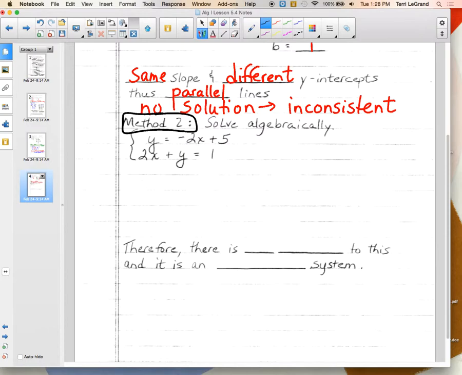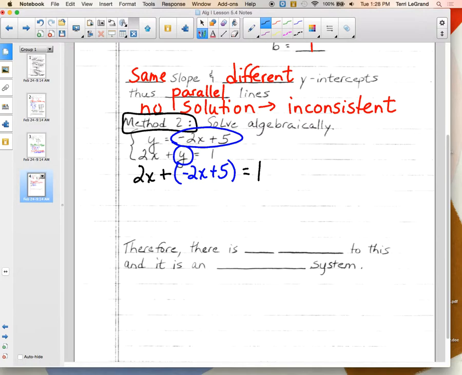What's a good method to use this time? Should we use substitution or elimination? Substitution. You could do either one. If you wanted to rearrange that first equation into standard form, you could use the elimination method. But since this one's already solved for y, wouldn't the substitution method probably be most efficient? So we're going to take y, and in place of that y, we're going to put in our other y, and we're going to solve for x, it looks like.